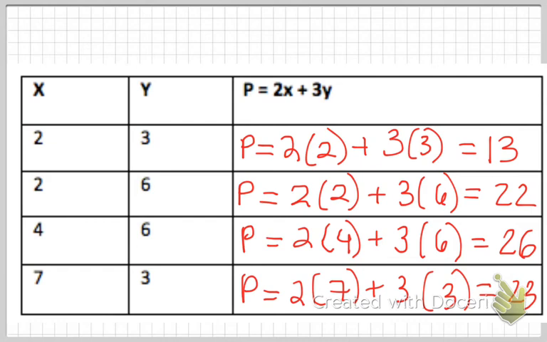So the idea is that whichever vertex maximizes the objective function, that would be the location of the maximum, and that looks like it's 26. So it means the coordinates of 4 and 6 give us our maximum value of the objective function. And then we can also see the minimum of 13, which occurs at the point 2, 3.